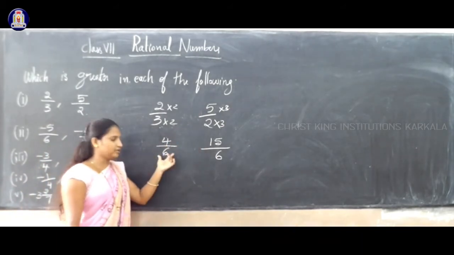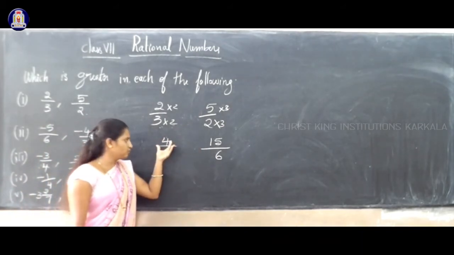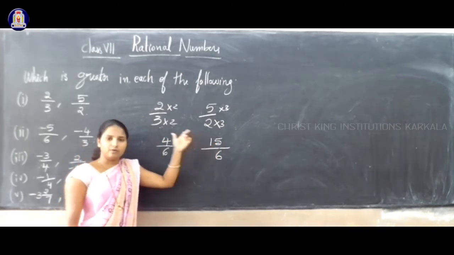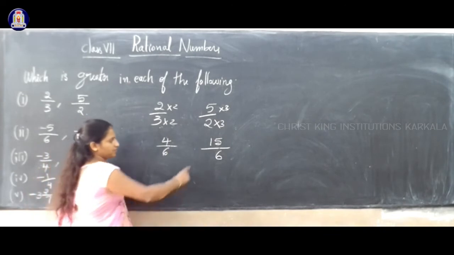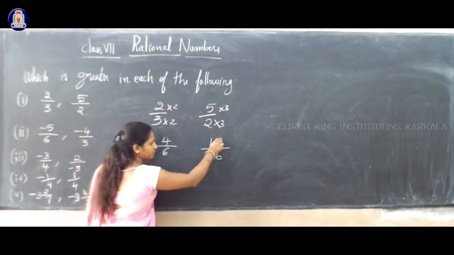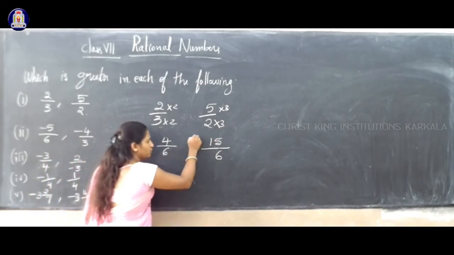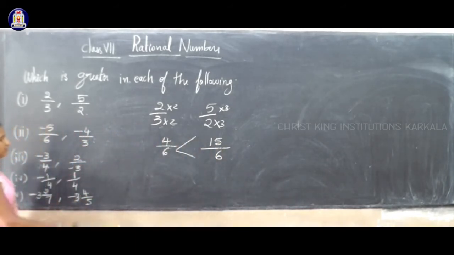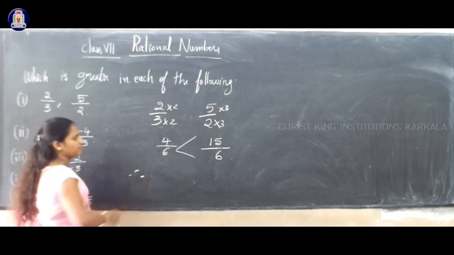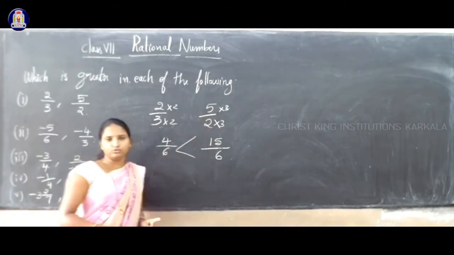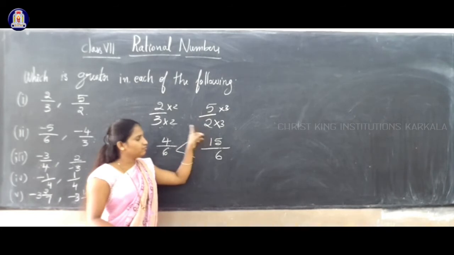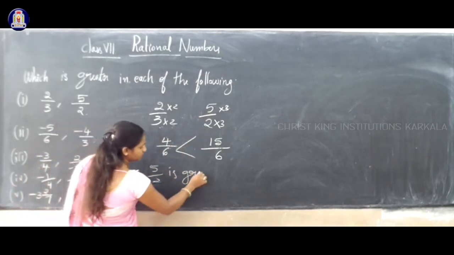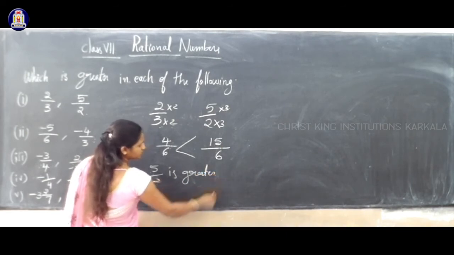See the numerator, the denominator is same. Just see the numerator: plus 4 and plus 15 are positive integers, and 15 is greater than 4, so we can write this symbol. So this is greater than this. Therefore 15 by 6 means 5 by 2. 5 by 2 is greater. Here we must write like this.